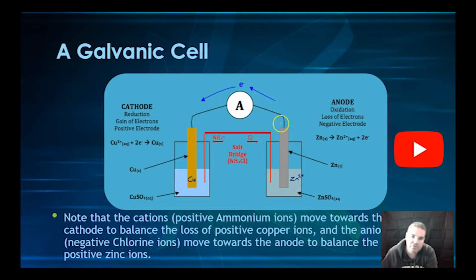Now, the electrons flow through the external wire here, and if we connect a load to this, here we've got an ammeter so we can measure it, but if we connect a load, we can actually use those electrons as a power supply.